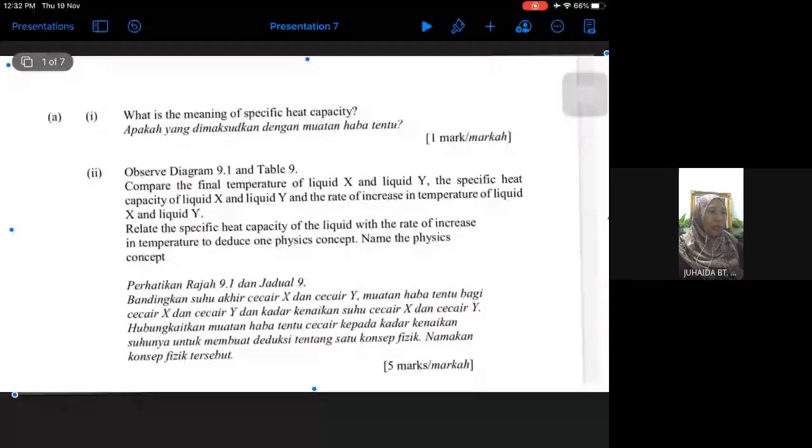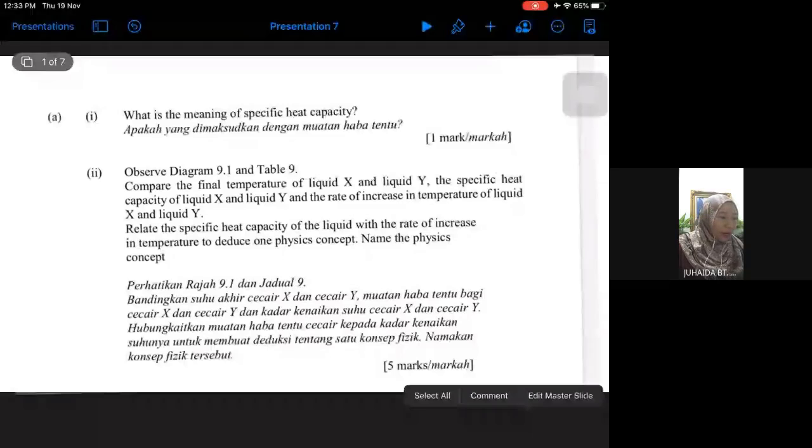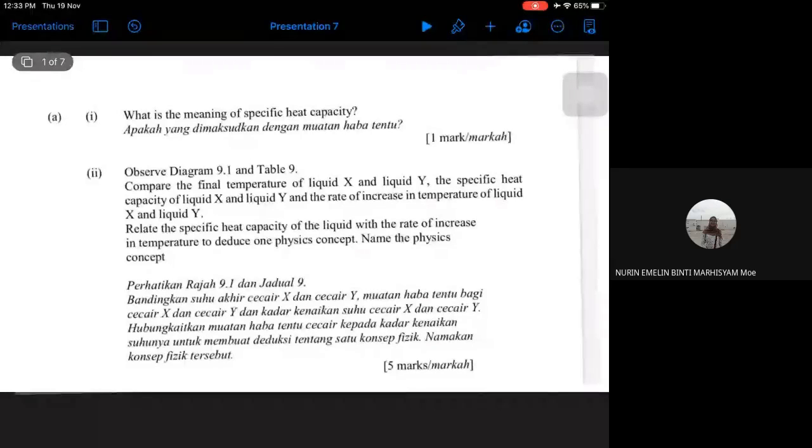So we cannot see the real question, the one that has the table 9.1, because it has the table. Okay, never mind. The rest, can't you see the questions, the table, diagram 9.1 and table 9? Because Dura presented only questions A1, A2. She didn't show the whole questions. The rest, can't you see the questions? Diagram 9.1. Yes. Diagram 9.1 shows the heating curve for liquid X and liquid Y.